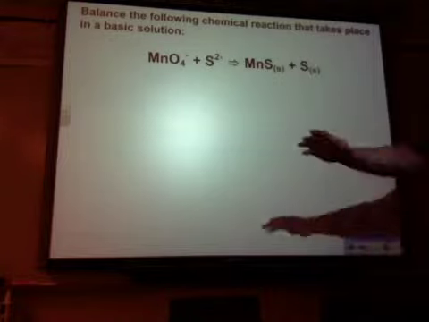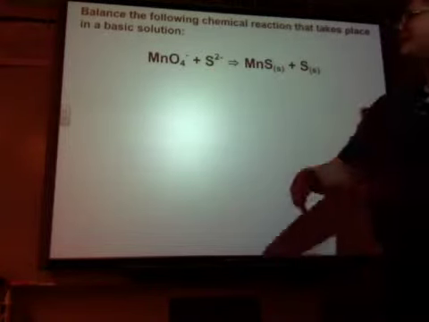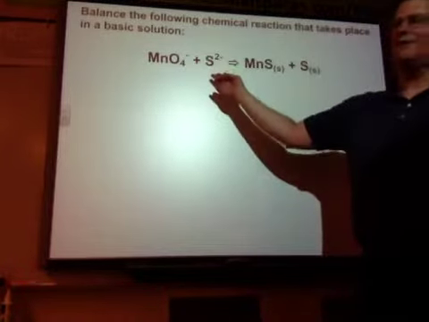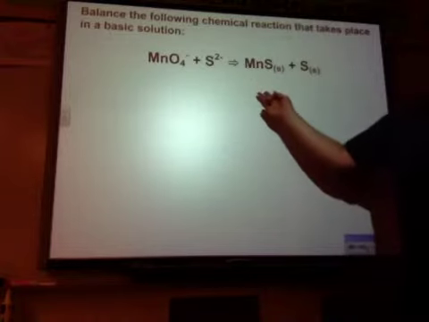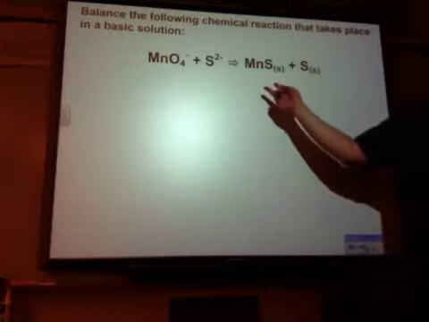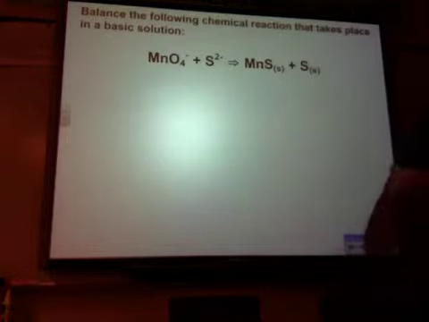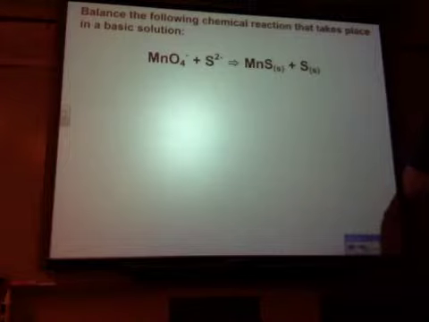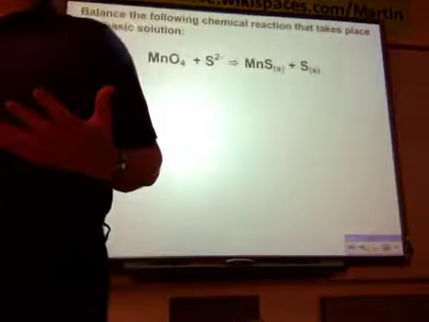Okay, so tell me what we've got here. Permanganate ion and sulfide ion. Manganese sulfide. Close. Manganese 2 sulfide and sulfur. Okay? Good. So, what is going on here? Well, let's look at it. So, first thing we have to do is identify what's being oxidized, what's being reduced.